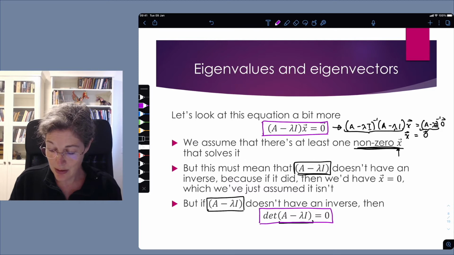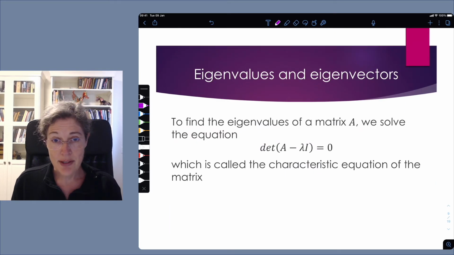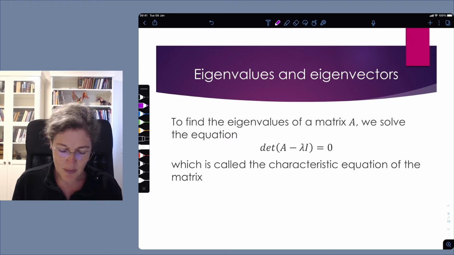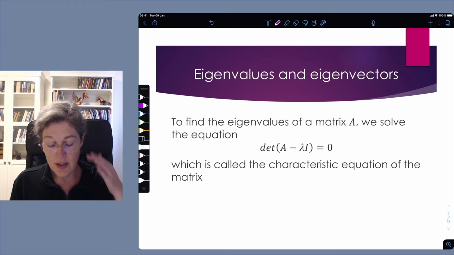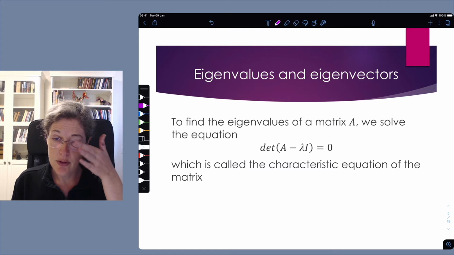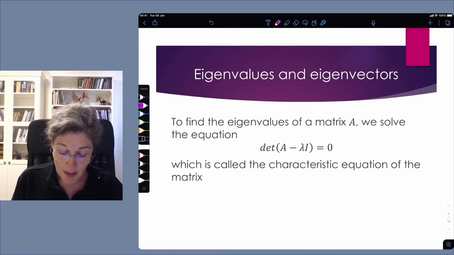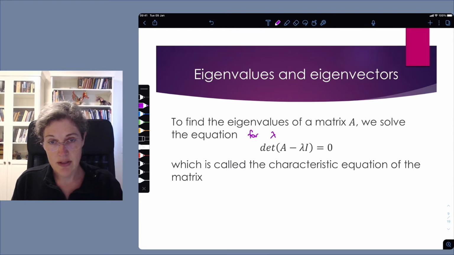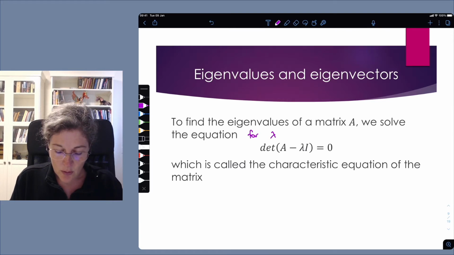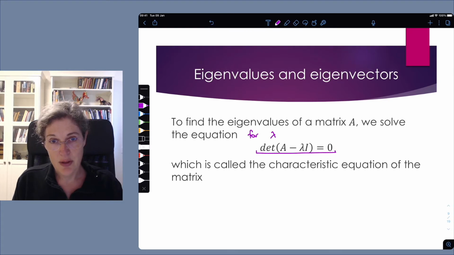All right, so where does this take us? Well, we can just solve that equation and it will give us the eigenvalues of our matrix. So we solve the equation: the determinant of A minus lambda I is equal to 0. So we're solving this for lambda, and that will give us our eigenvalues. You will see this crop up quite a lot if you're doing any kind of work with matrices. This is called the characteristic equation of the matrix.